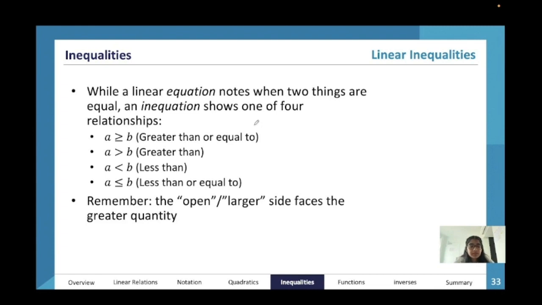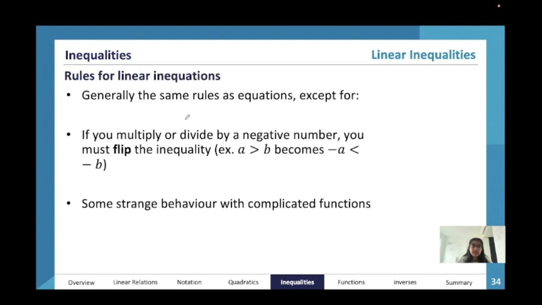So remember, people do sometimes tend to get confused by which side the sign should face. The open end should face the bigger one. So here, the open end is facing A, which is bigger. When you have linear inequalities, it's pretty straightforward.